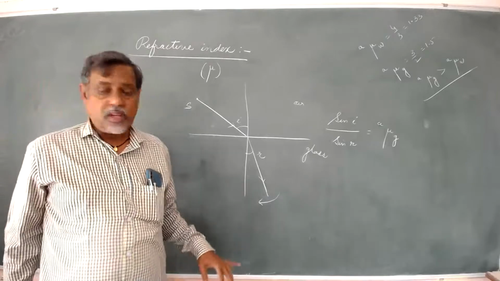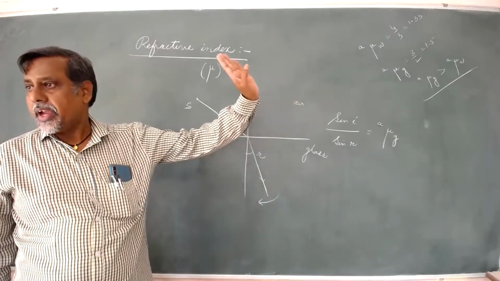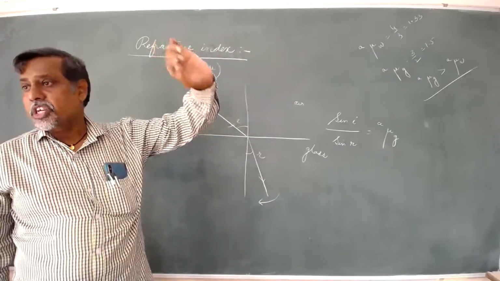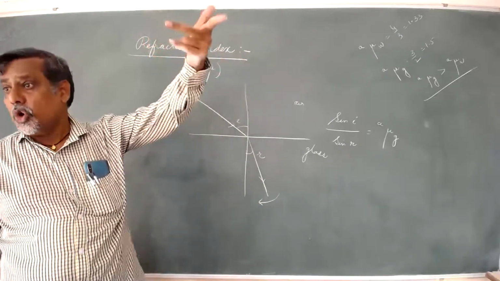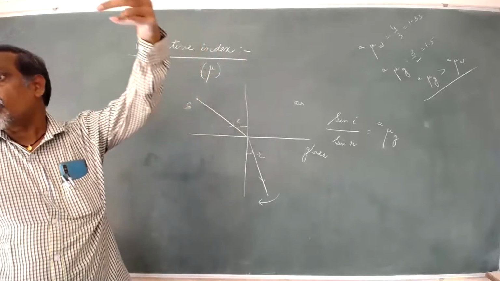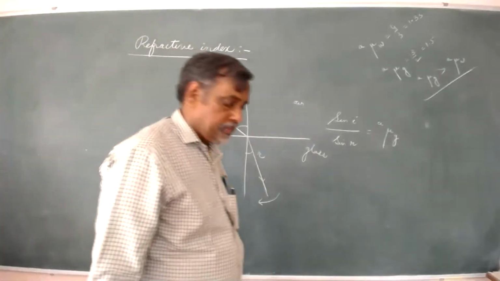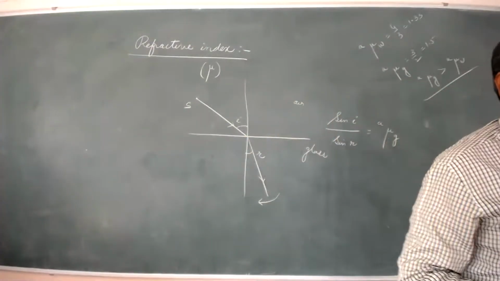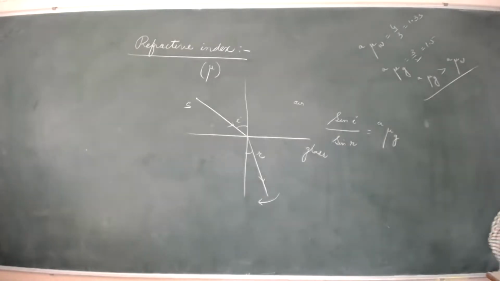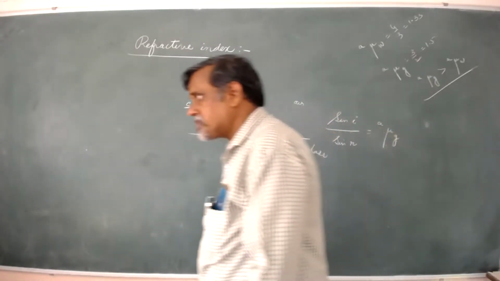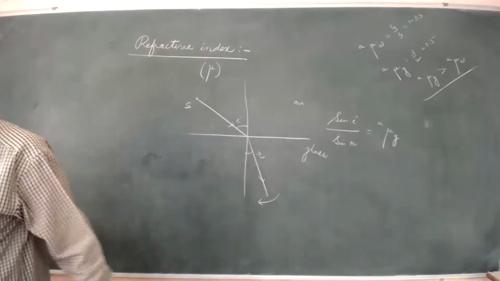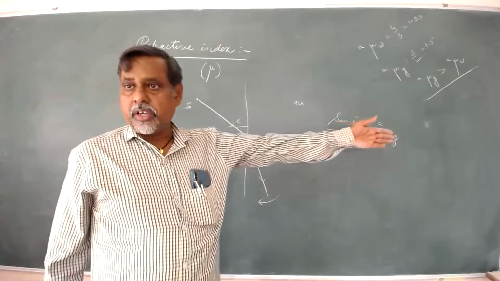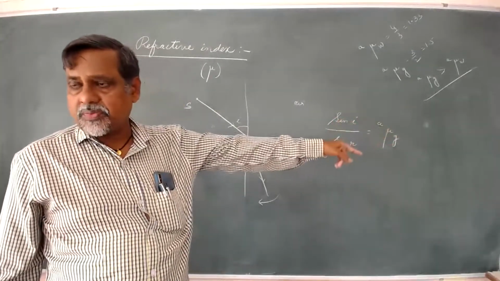What is that? When you write the refractive index mu, which medium's refractive index will you get? The medium which is opposite to the angle of incidence. The medium which is opposite to I, the angle of incidence, that medium's refractive index you will get. So sin i by sin r is called mu g, the refractive index of glass with respect to air.